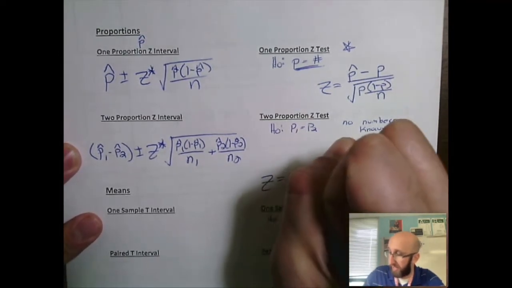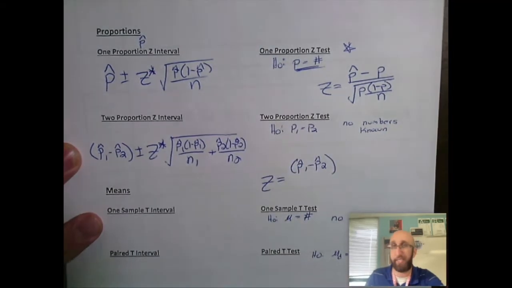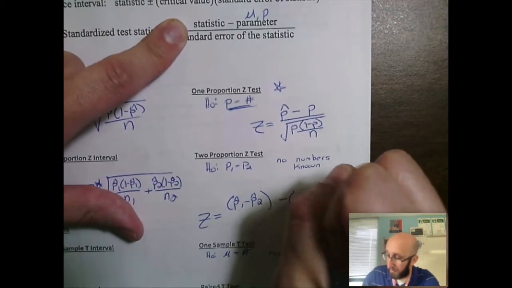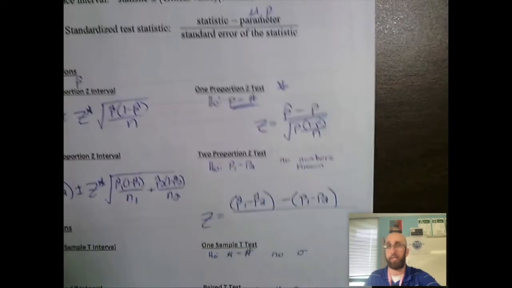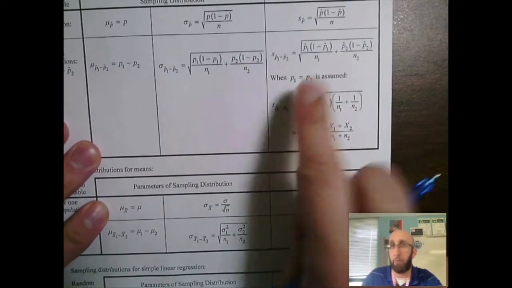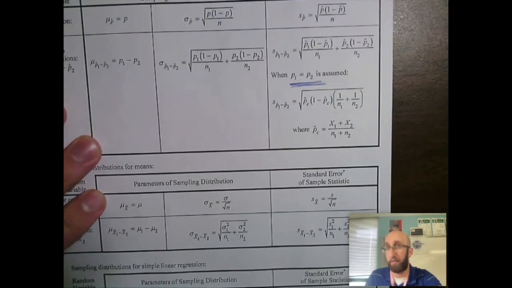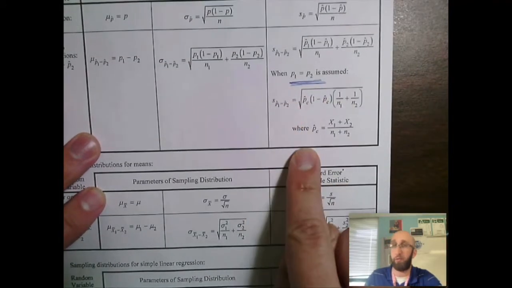So we're going to start with z equals p-hat 1 minus p-hat 2. I'm going to deal with my statistics first, then my parameters, p1 minus p2. For the standard error of the statistic, that's where this formula sheet comes into play. It says when p1 equals p2 is assumed, and that's what we're assuming with our null hypothesis, we're going to use this, which is p-hat c.